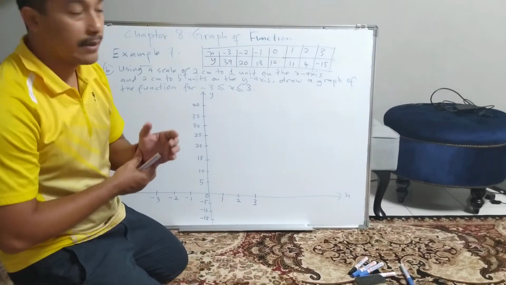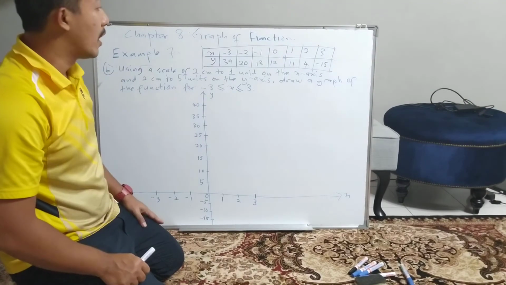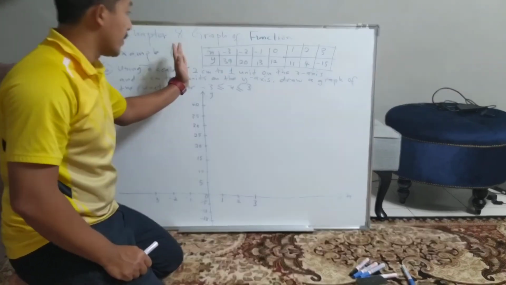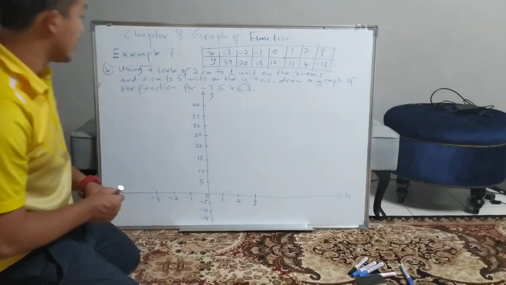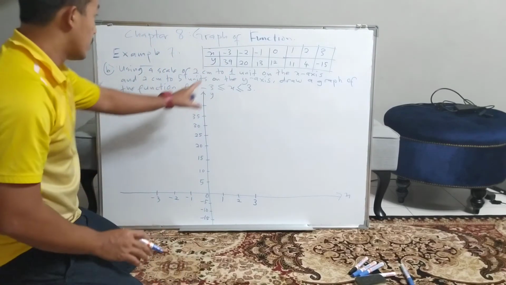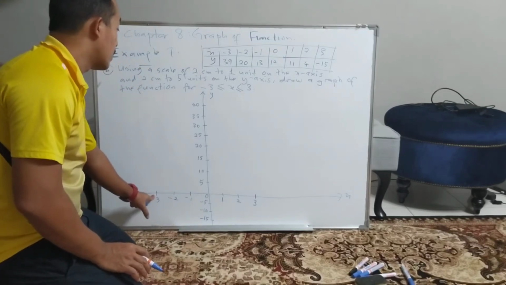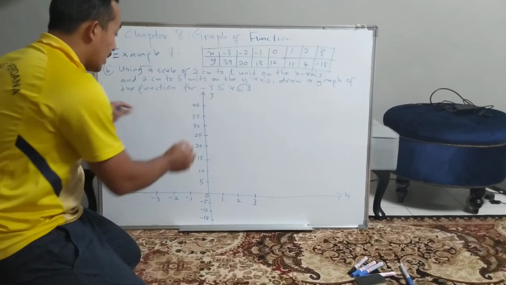So the next step, you have to plot the points, following the table of values that you have already completed. The first point is (-3, 39). So where is it? x equals -3, so you read here. This one is -3. Then go outward, because y equals 39.